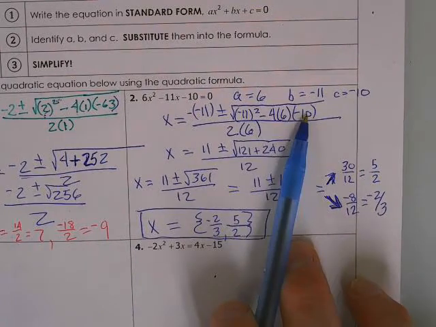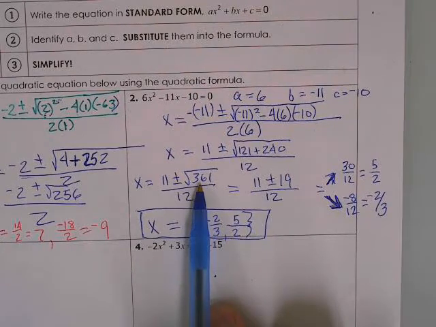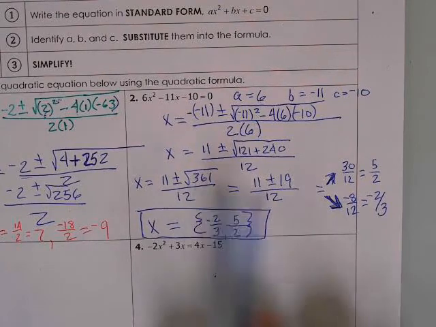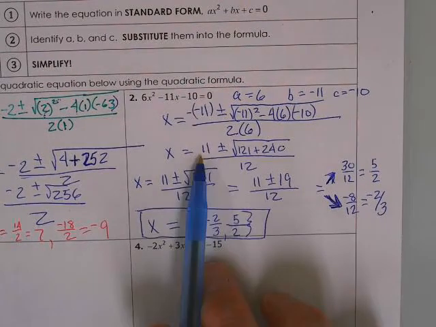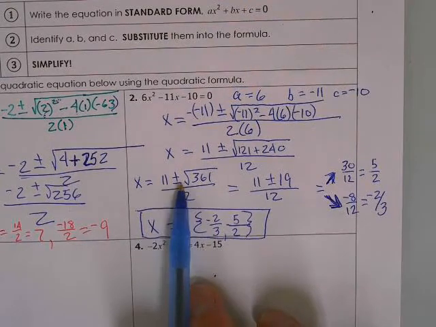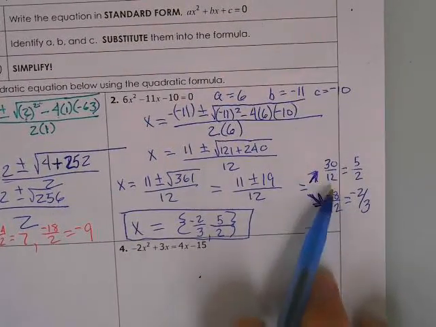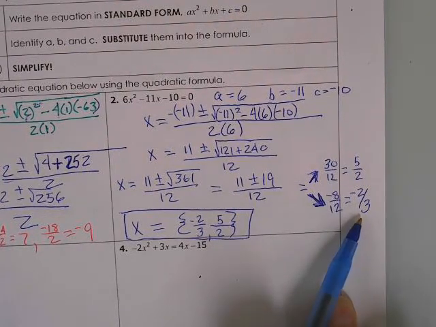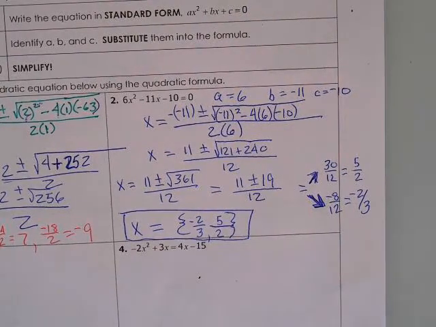Negative times negative is positive, so 121 plus 240 is 361, and the square root of 361 is 19. The opposite of negative 11 is positive 11, and 2 times 6 is 12. So 11 plus or minus 19 over 12 simplifies to 30 over 12 and negative 8 over 12. Those simplify to 5 halves and negative 2/3. So our solutions are those two numbers.